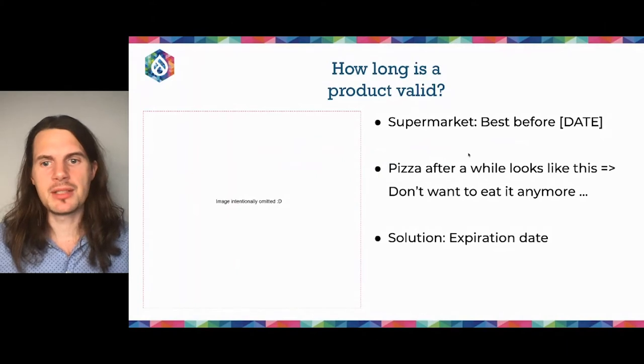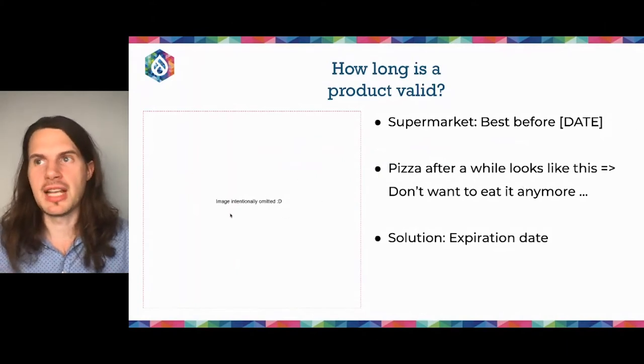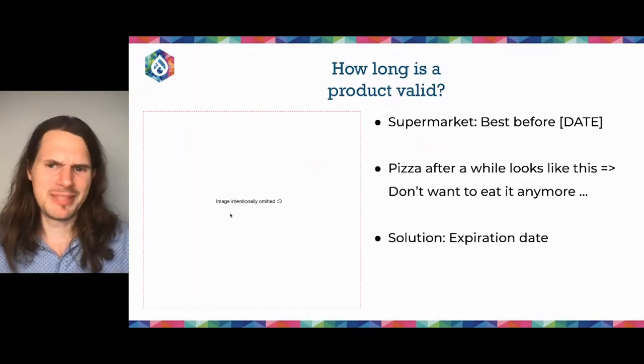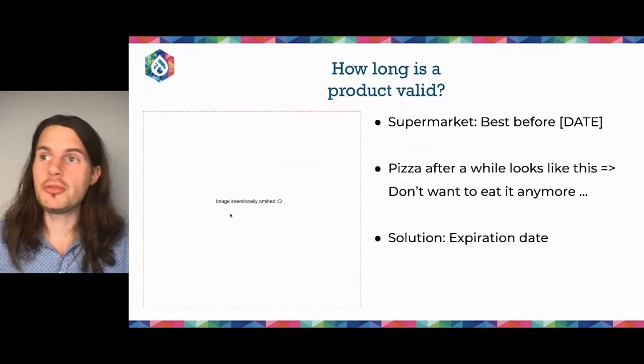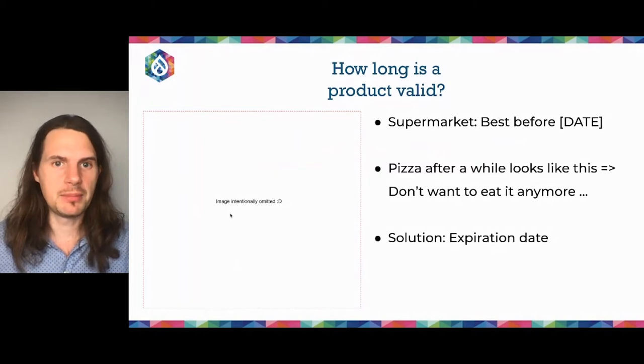The problem is the pizza after a while looks like this. And for your own sake, I've intentionally omitted this image, but you really don't want to eat it anymore. So the solution that all supermarkets in the world have is an expiration date. And exactly like that, we can do as well.